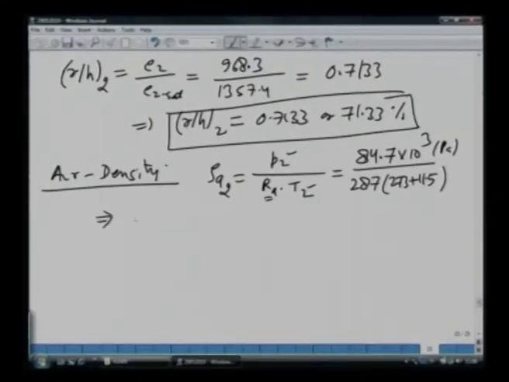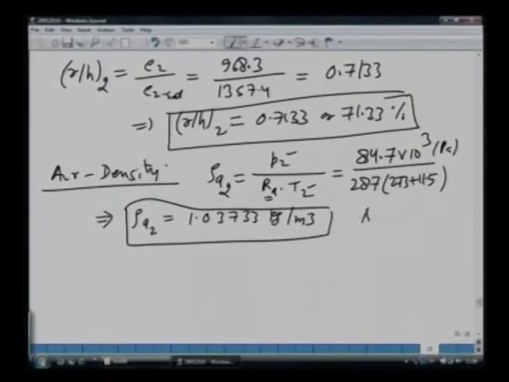So, your rho A at 2 will be 1.03733 kilograms per meter cube. Okay. So, that ends the solution of this problem, wherein we saw that knowing the climatic conditions in terms of temperature, pressure, humidity, etc., on the ground in terms of dew point temperature, we can find out how all of these things will vary as a function of height.